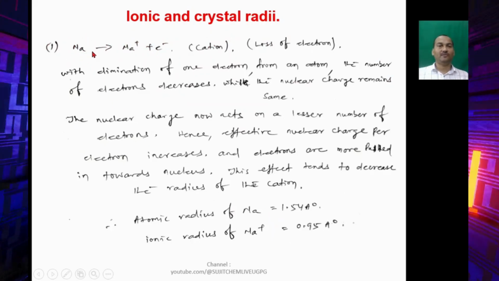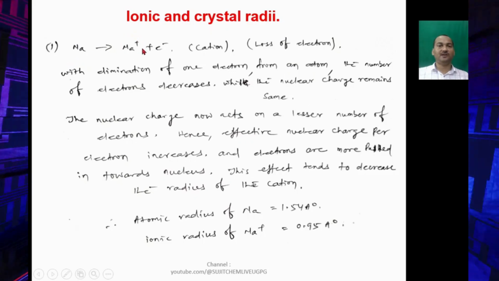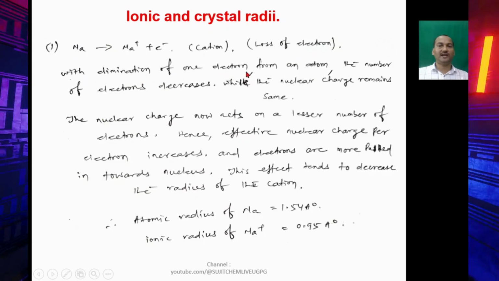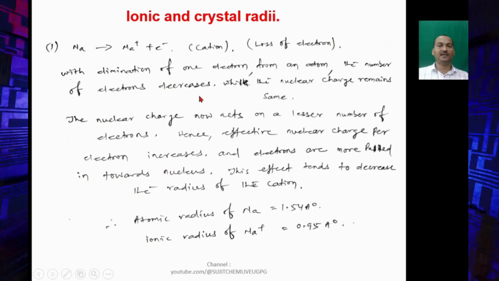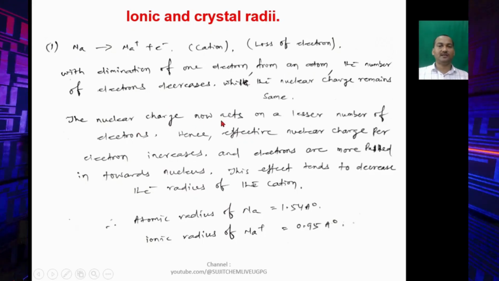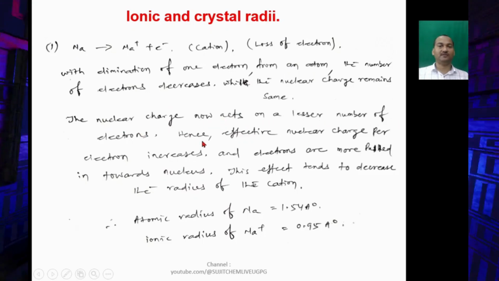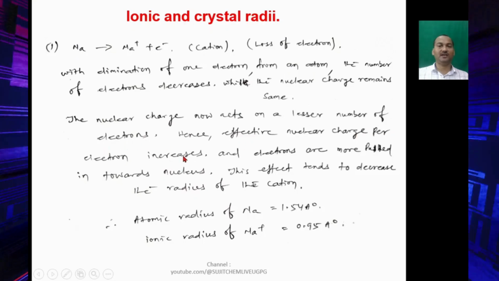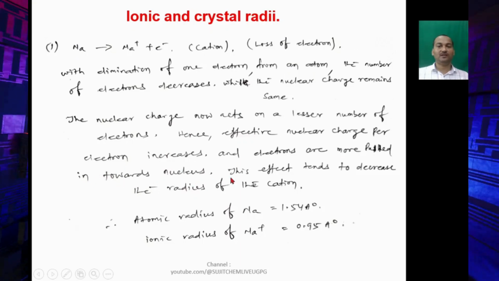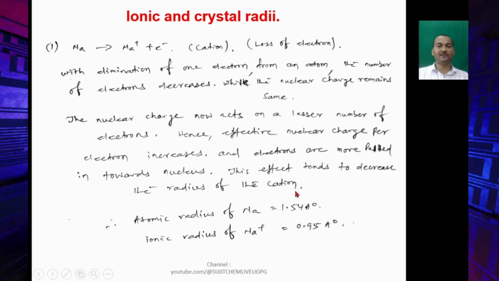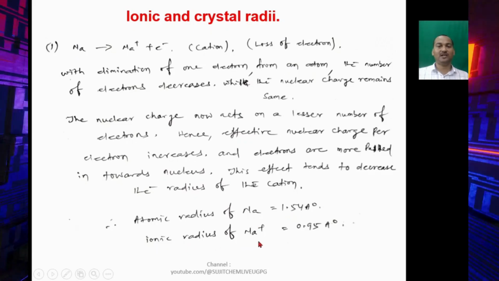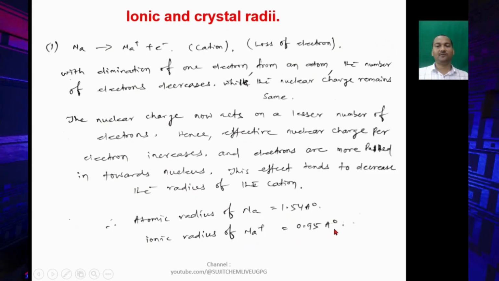For example, sodium will lose one electron giving rise to the Na+ cation. Here loss of the electron takes place. With elimination of one electron from an atom, the number of electrons decreases while the nuclear charge remains the same. So the nuclear charge now acts on a lesser number of electrons. Hence the effective nuclear charge per electron increases and the electrons are pulled more towards the nucleus. This effect tends to decrease the radius of the cation. The atomic radius of Na is 1.54 angstrom and the ionic radius of Na+ is 0.95 angstrom.